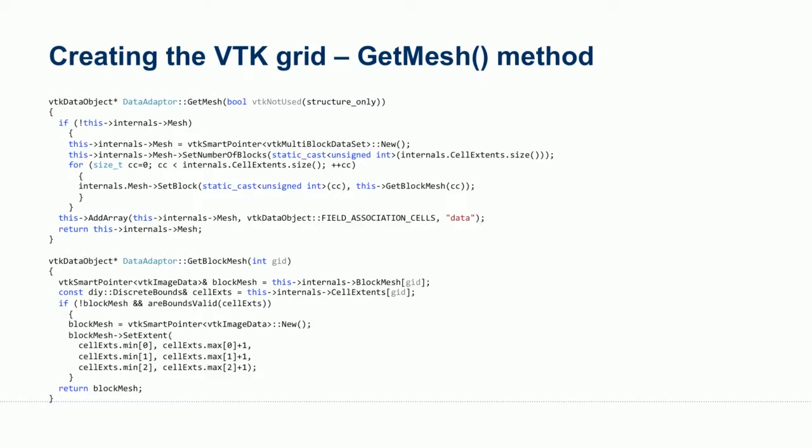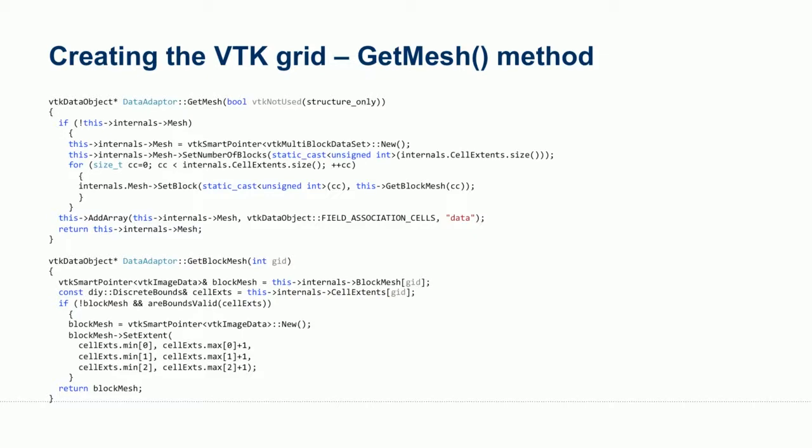And then in this example, we're just going to add the array here into the data set. And in general, I don't think this is a good idea, but it's what they did here. And at the end, return the whole thing. And now, this function right here, where we're calling get block mesh, this is what happens.